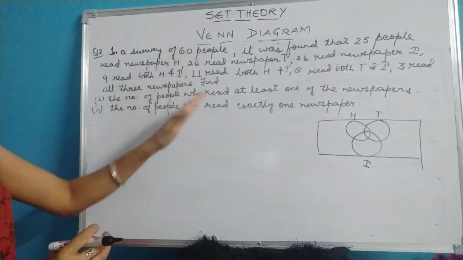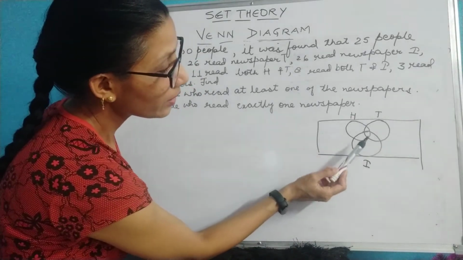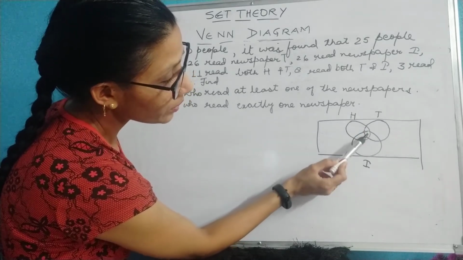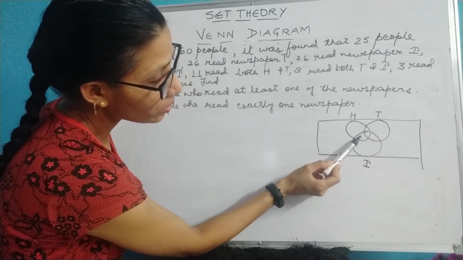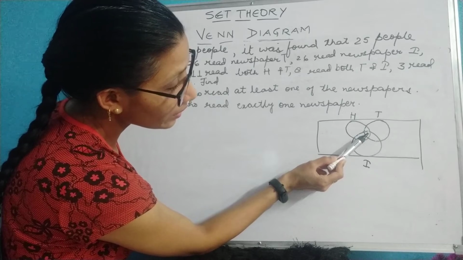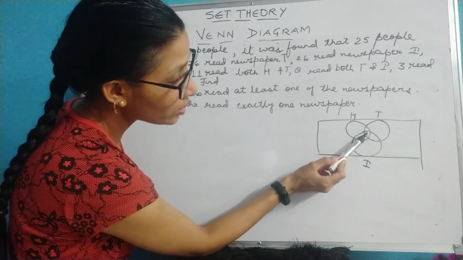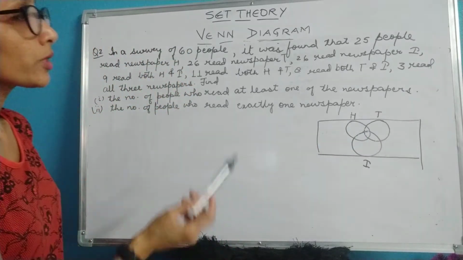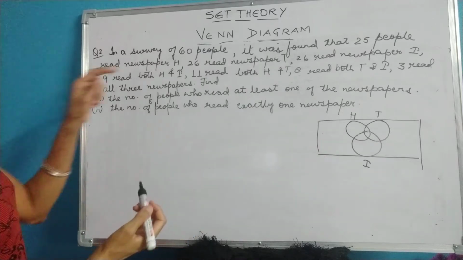Now before starting with this question, children, you just understand one thing, that this is the common area of H and T. This is the common area of T and I. And this is the common area of H and I. But this area includes H, T and I. That means this is the area which represents all the 3 newspapers. So whatever is given, we are going to write it here.